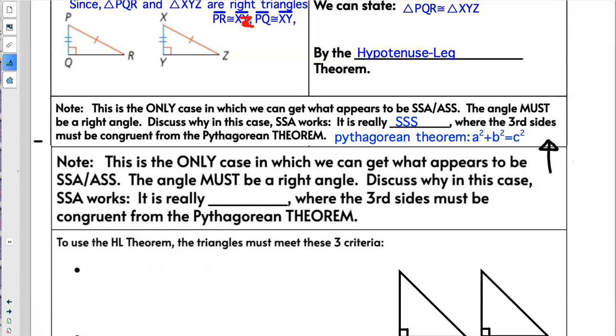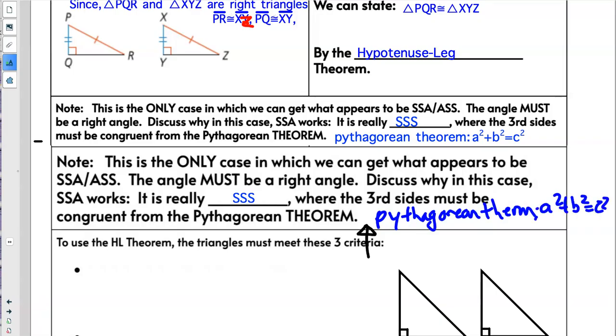At the risk of repeating myself, note, this is the only case in which we can get what appears to be side-side-angle. Please think about it. The angle must be a right angle. Discuss why in this case side-side-angle works. It's really about side-side-side, where the third sides must be congruent from the Pythagorean theorem: a squared plus b squared equals c squared. Gosh, I wonder where I heard that before.